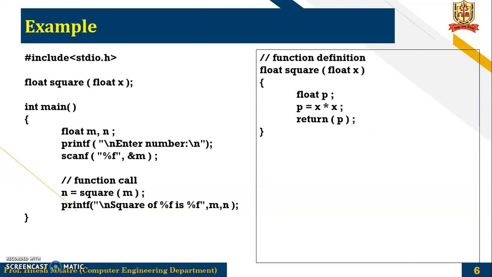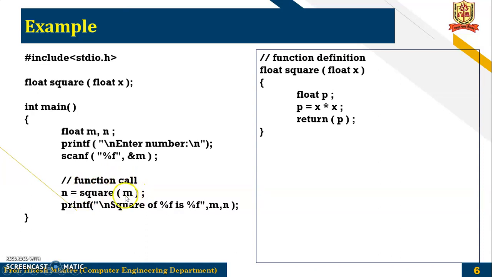Here's another example: float square, with just one value. Since I want to calculate a square, the square is nothing but multiplying the number by itself. Again, the same idea. In this case I am asking the user to enter a number. So we have float m and n. printf "enter a number". The user will enter a number that will be stored in m. Then n is equal to square of m. Square is the function that I am using, with m.